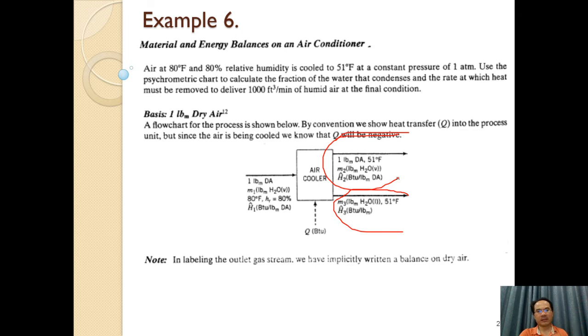And you know the temperature is 80 Fahrenheit, humidity is 80%. And then you have to calculate S1, the enthalpy for it. The second one is also dry air, input equal to output. For this case, you get 1 pound mass dry air at 51 Fahrenheit. And we denote M2 as the mass of water vapor. And S2 is the enthalpy that comes out with the dry air, the humid air output. And the last is M3 denoted as the pound mass of liquid water. And S3 is the enthalpy that corresponds to the liquid water.